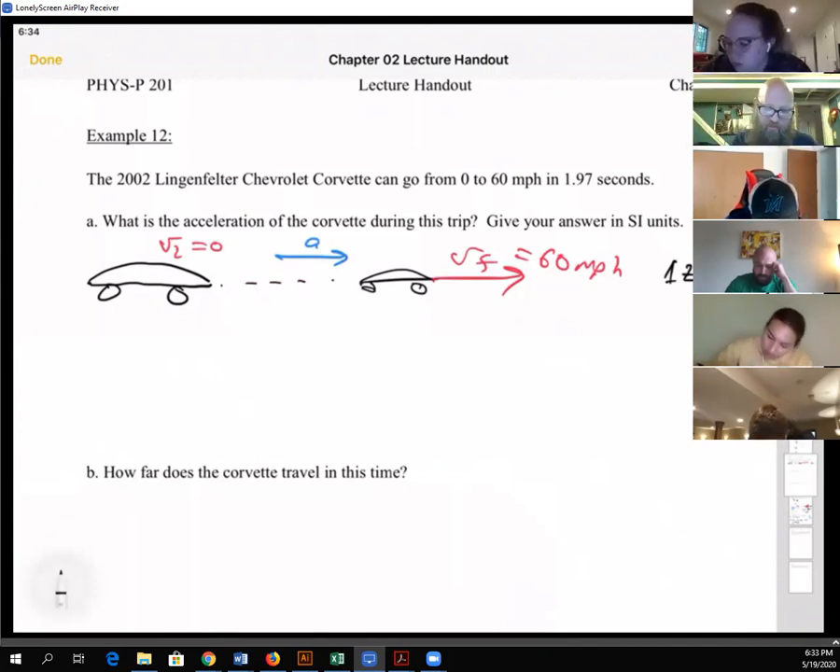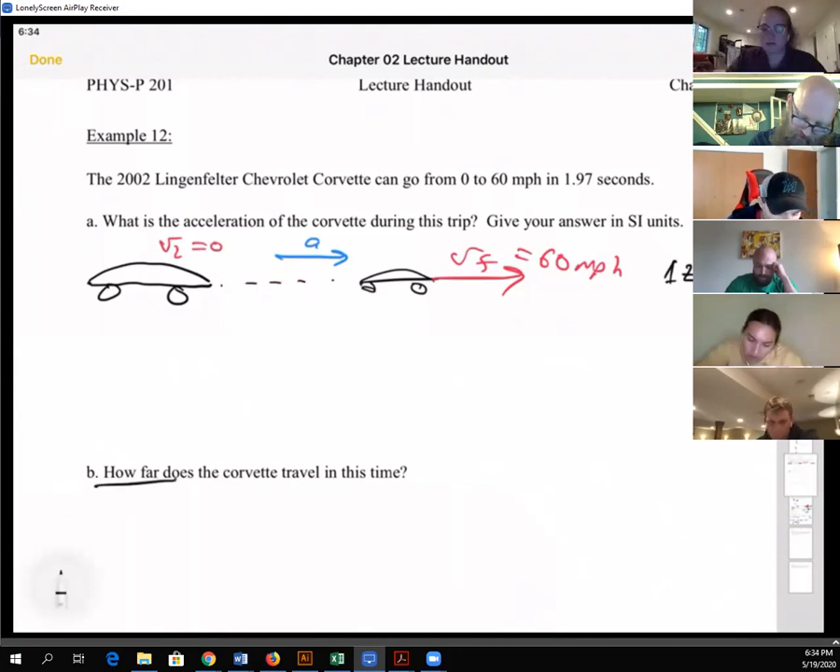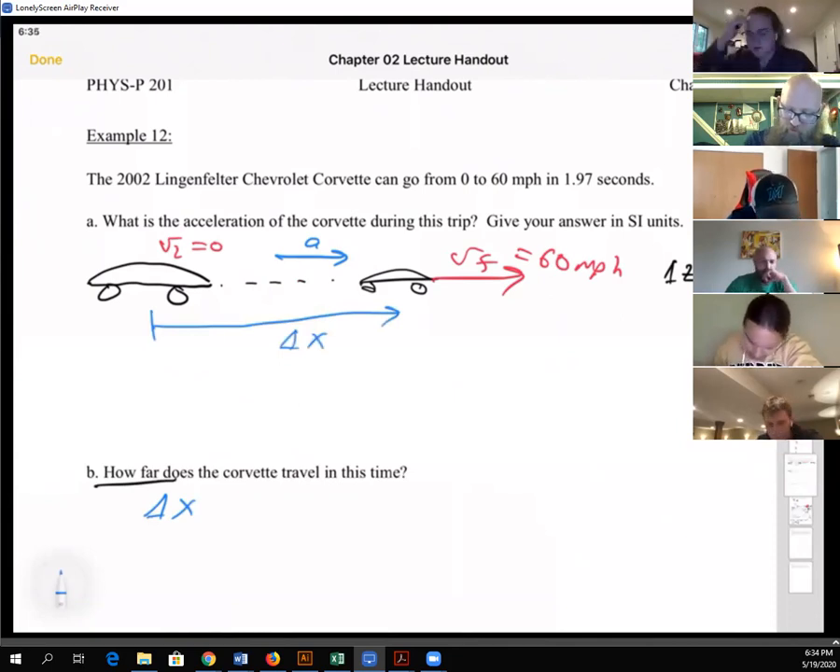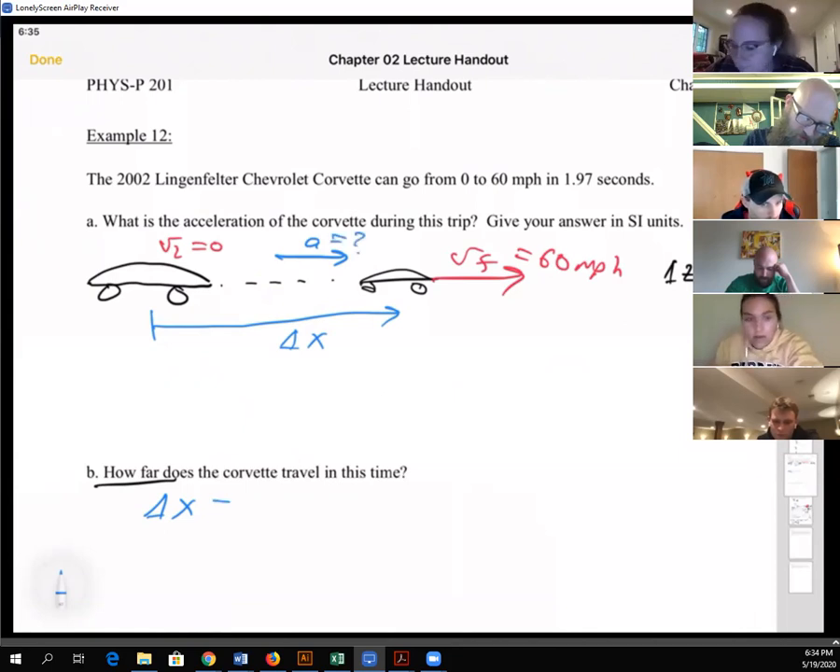Okay, so we ask, what is the acceleration during this trip? And we're also going to ask, how far does it go? So how far is delta x? So I could label that. There's my delta x. So we drew a picture. I'm gathering what I know by drawing it into the diagram, and I'm identifying what I'm solving for. I guess I could do this: a equals question mark, delta x equals question mark.